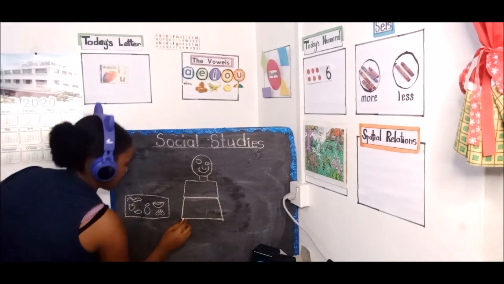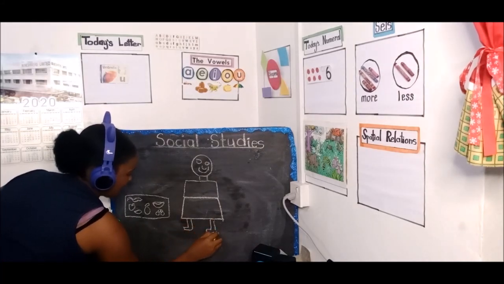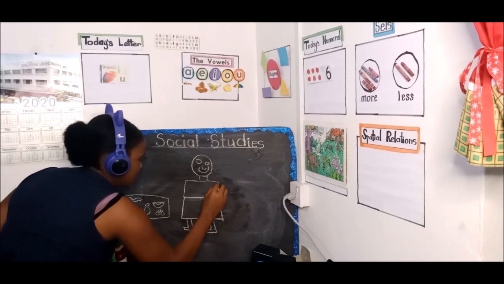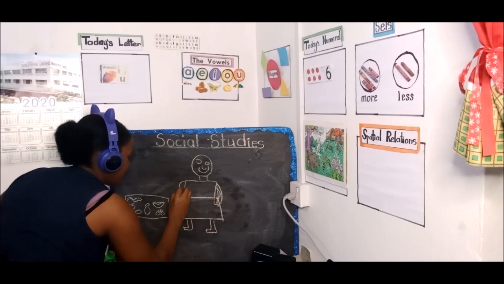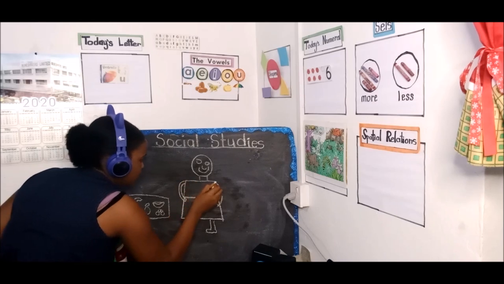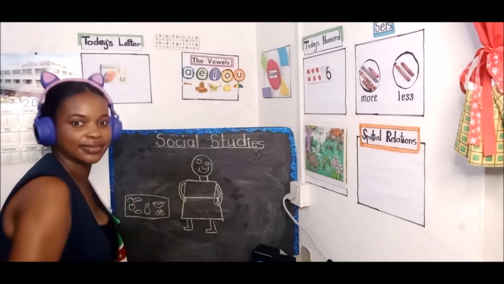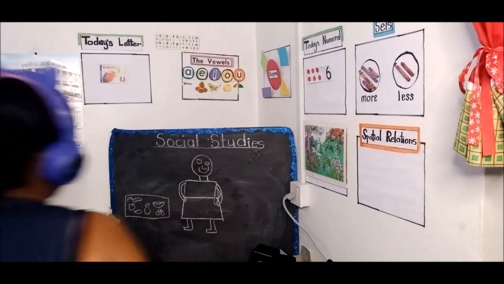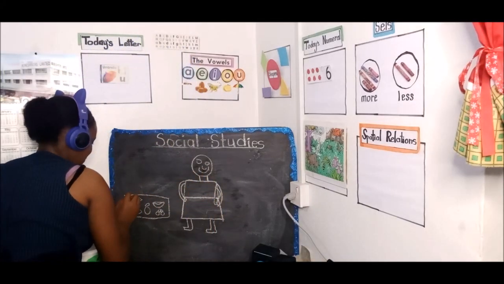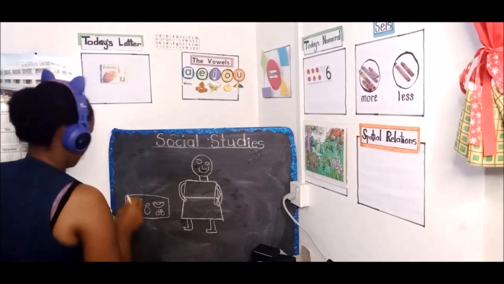Now, she is at the market. Yes, she is at the market. You see that? And what she is doing, she is selling fruits and vegetables. And when she sells those fruits and vegetables, what do you think she will get in return? She will get money. Yes, she will get money. Good. So that is one way fruits and plants can be used as a source of income.